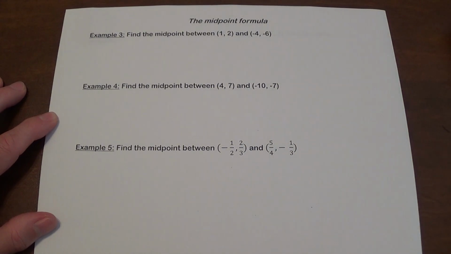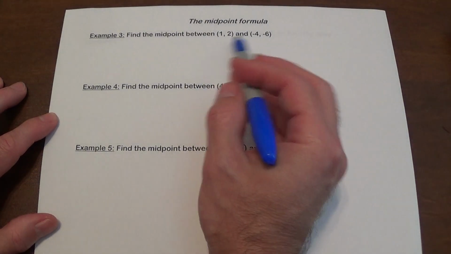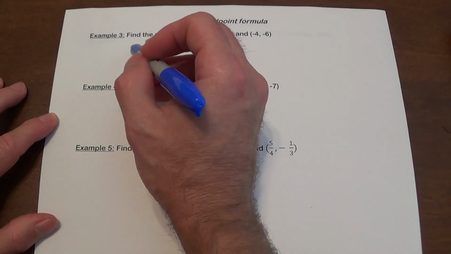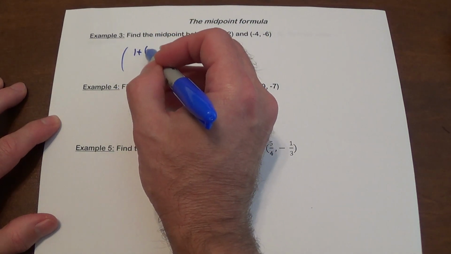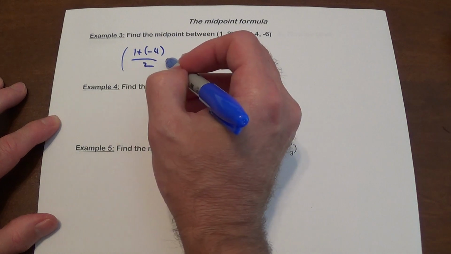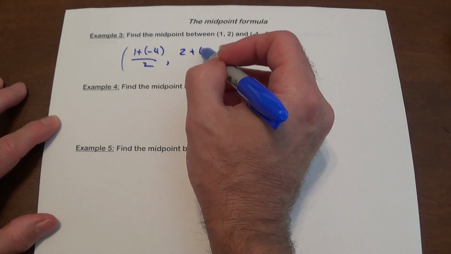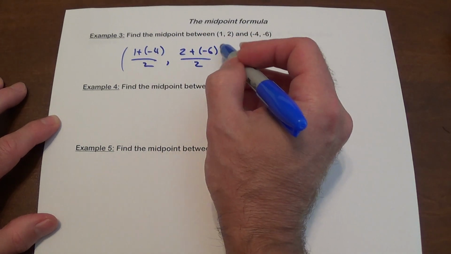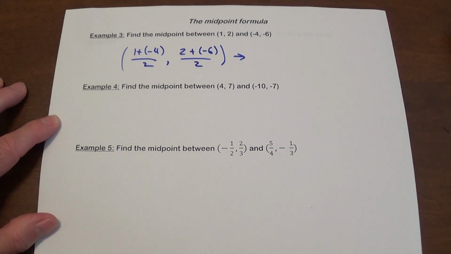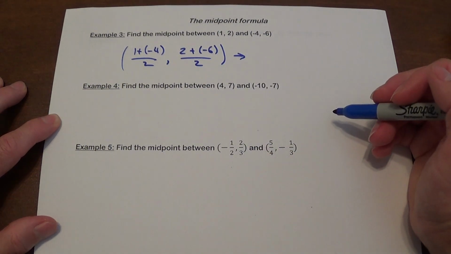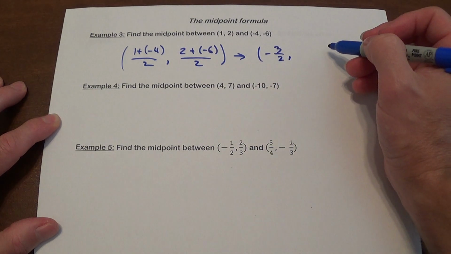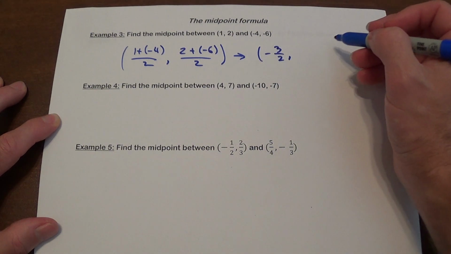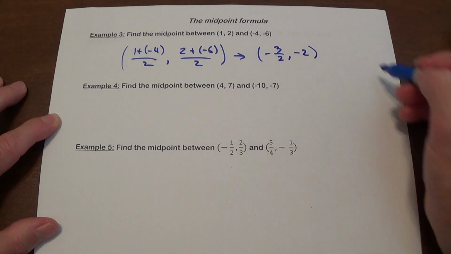Moving on. Example 3. These 2 points, I'm not going to label them anymore. I think you get the idea. 1 plus -4 divided by 2. 2 plus -6 divided by 2. 1 plus -4 is -3 divided by 2, -3 halves. 2 plus -6 is -4 divided by 2 is -2.